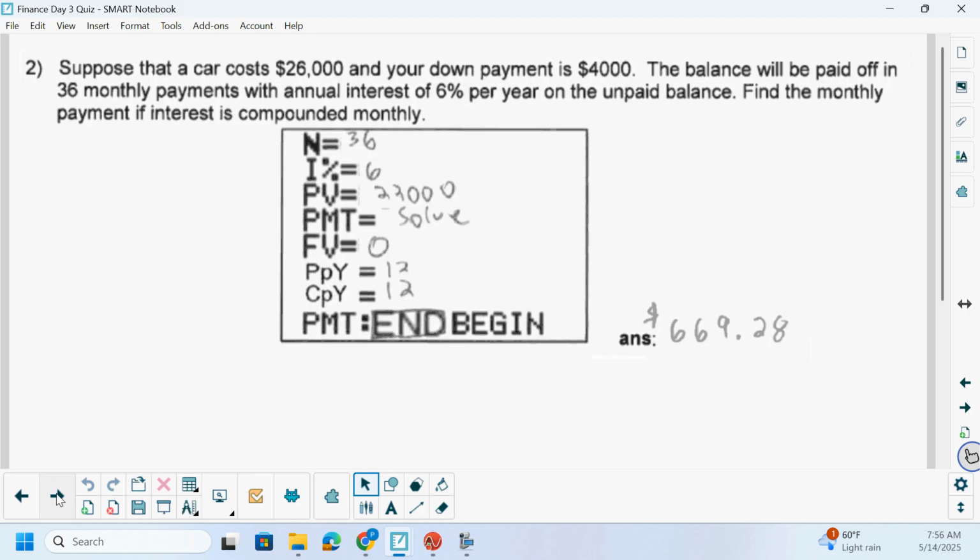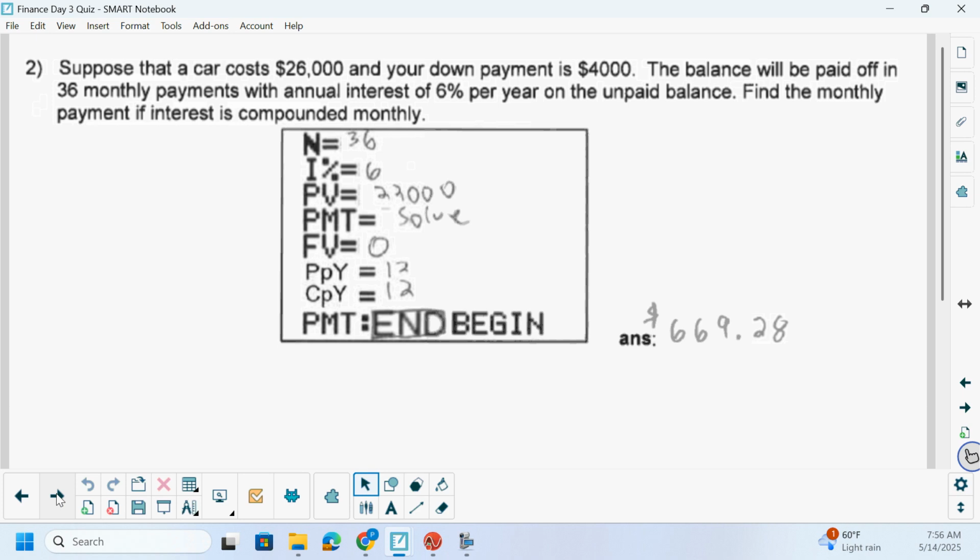For number two, $26,000 car, but you're going to put $4,000 down, so we only need to borrow $22,000. Goes in as positive because when the bank gives us the loan, it goes into our wallet initially. 6% interest, we're going monthly, so PPY and CPY are 12. They told us directly that it's 36 months, so that 36 just goes in for N, because technically that's 3 years and it's 3 times 12. We want to pay off the loan and we want to see what our monthly payment is.